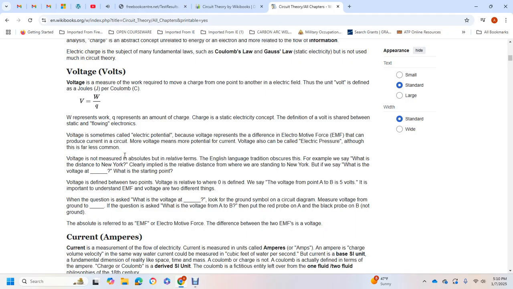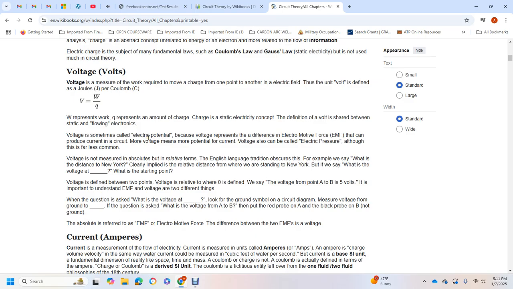Voltage is sometimes called the electrical potential because voltage represents the difference in electromotive force that can produce current in a circuit. The more voltage, the more potential for a current. Voltage also covers electrical pressure, though that is far less common. Voltage is not measured in absolute terms, but in relative terms.